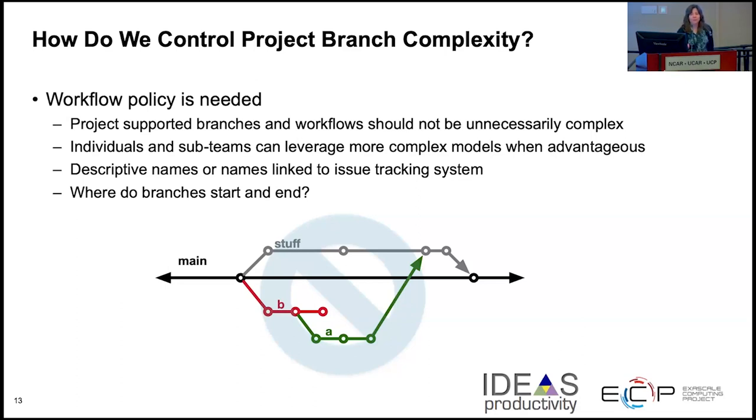And then you should have some rules about where branches start and where they end. If you multiply this by several, even just a few developers, this could be very complex. And then you don't really need a complex model until you've matured, and at that time you can decide what kind of complexity you need to add to it and not just throw things out there. So think about using an issue tracking system, and your names should match that in some way, and come up with some of these rules that would help you.